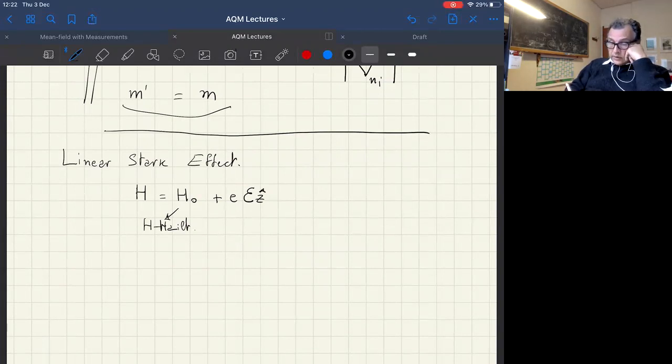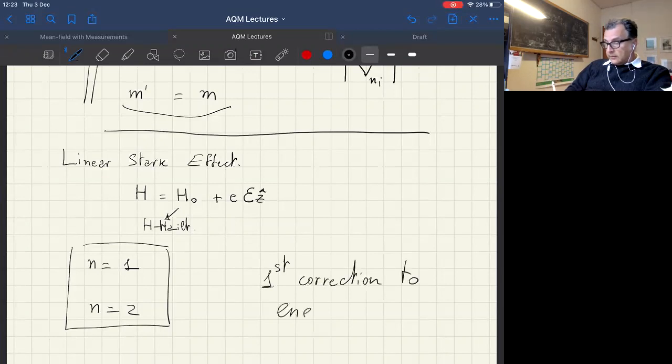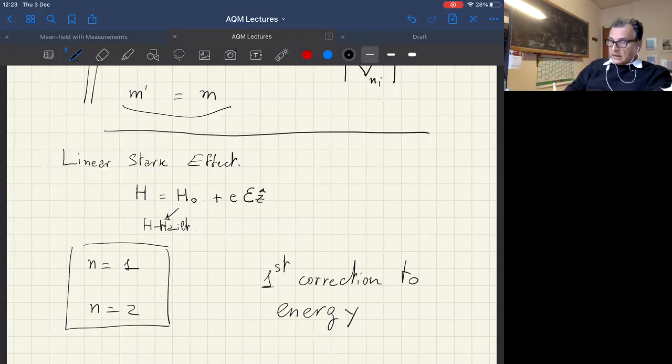Now, I just want to consider n equal one and n equal two. So just do perturbation theory and see the first order correction. So you have to determine the first order correction to the energy. Professor, is that Z a factor? No, it's Z, it's an operator, okay? That's why I put the cap, but I just removed it. So it's not a unit, it's an operator. So first order correction to the energy for n equal one and n equal two.